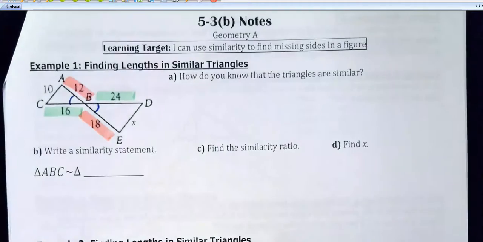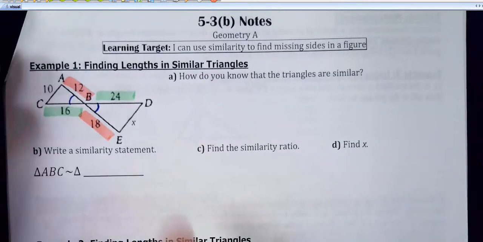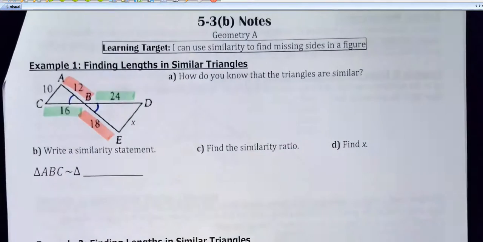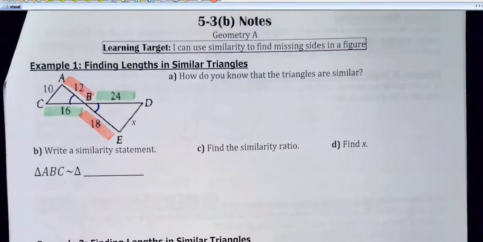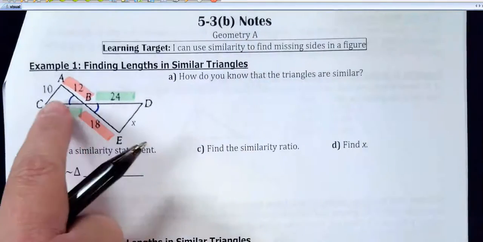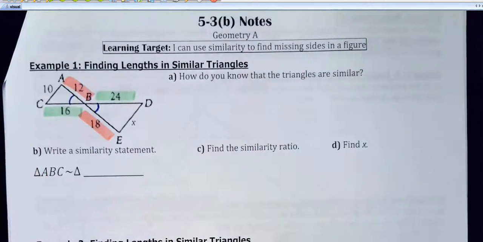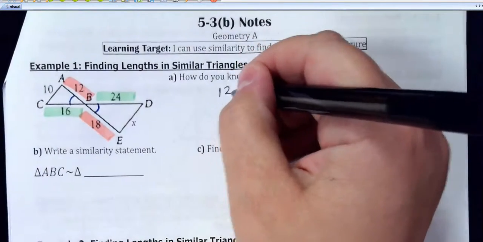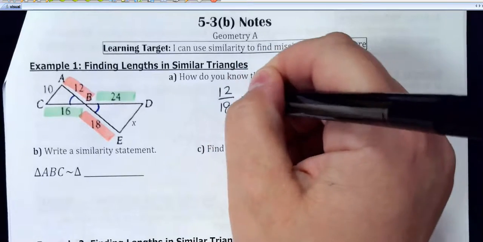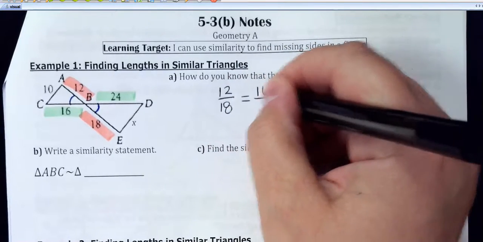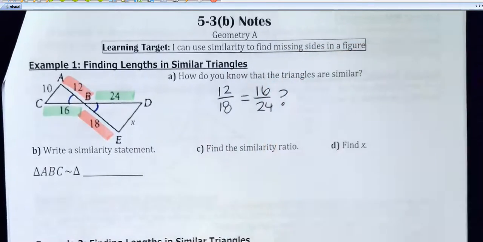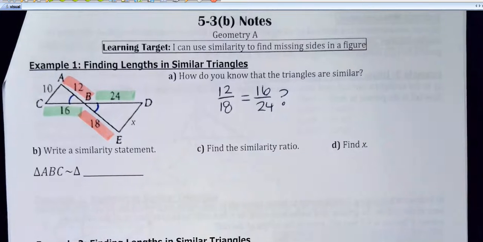We don't know if they're similar or not yet, but the X and the 10, those would correspond to each other if they are. So we're just going to check this really quickly. If I have that angle in between with my vertical angle, we're just trying to ask, is 12 over 18 equal to 16 over 24? That'll show if our sides are in proportion. So if I reduce both of those fractions, do they reduce to the same thing?